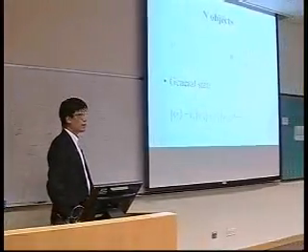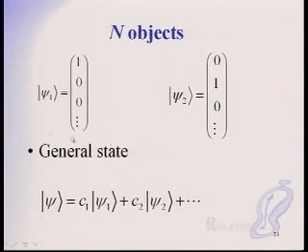So if you have n different objects, I can write the n different objects as n different states, psi 1, psi 2, all the way up to psi n. And I can represent them as column vectors. The first one as 1, 0, 0, and so on. The second one as 0, 1, 0, 0, and so on. So this is a column vector of size n. And a general state would be a linear combination of these basis vectors.